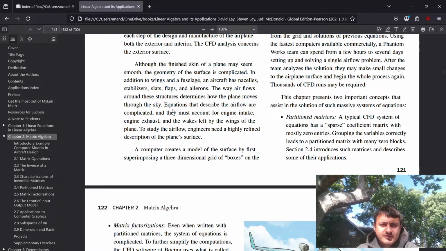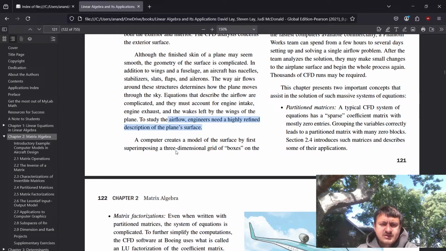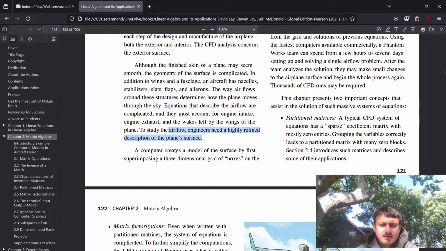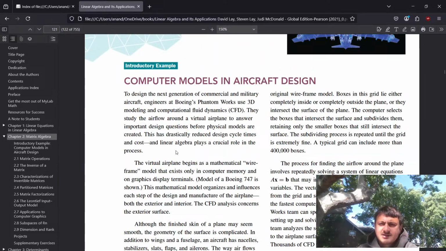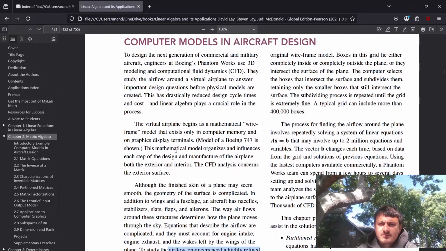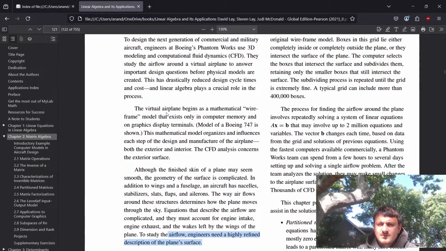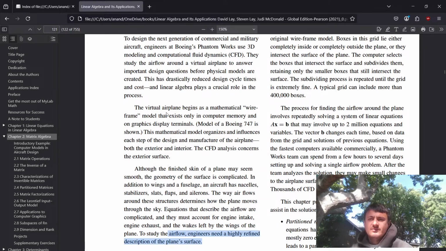Equations to describe the airflow are complicated, and they must account for engine intake, engine exhaust, and the wakes left by the wings of the plane. To study airflow, engineers need a highly refined description of the plane's surface. A computer creates a model of the surface by first superimposing a three-dimensional grid of boxes onto the original wireframe model. Boxes in this grid lie either completely inside or completely outside of the plane, or they intersect the surface of the plane.